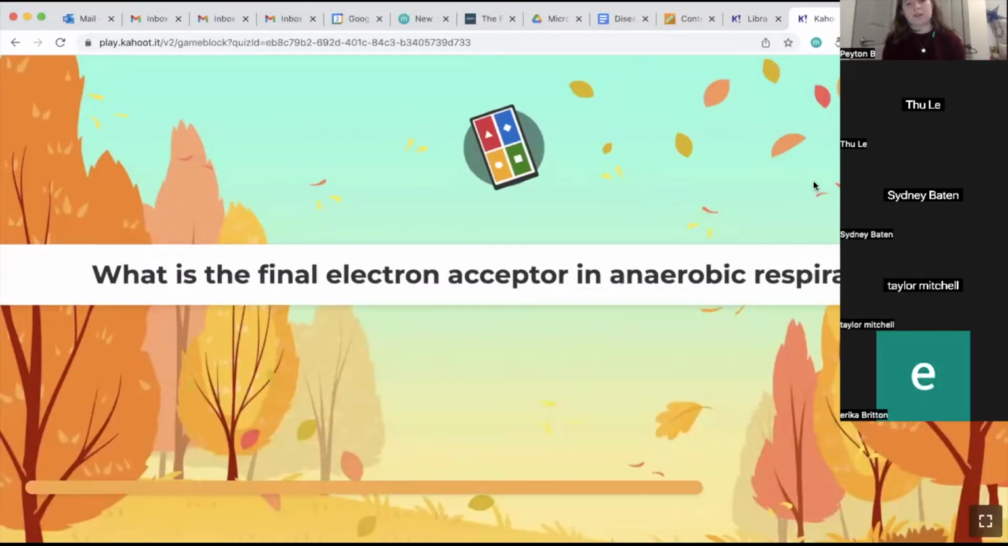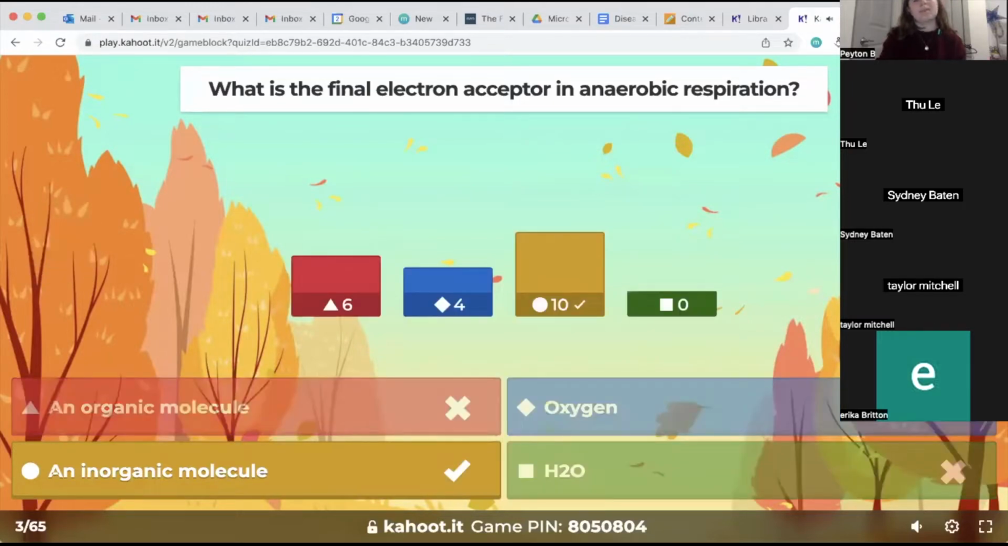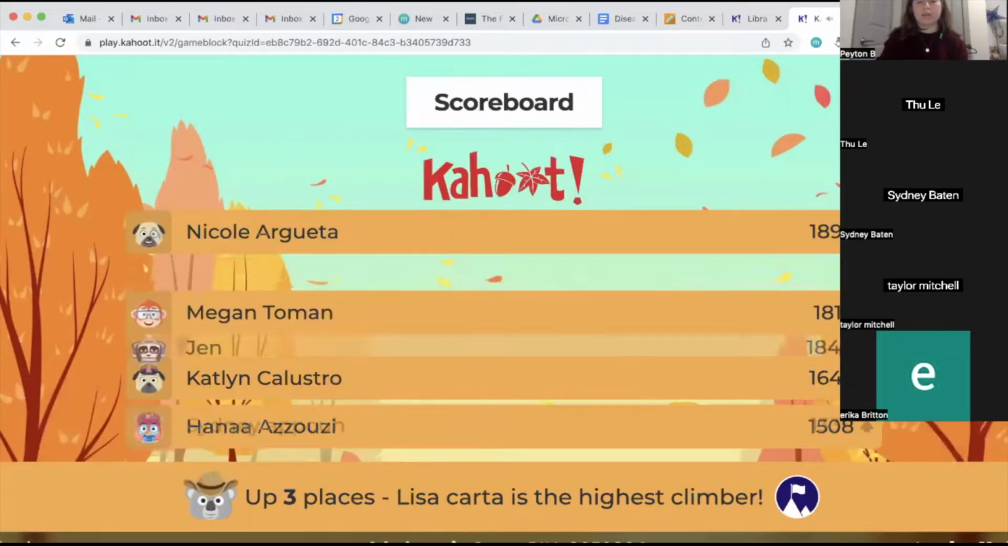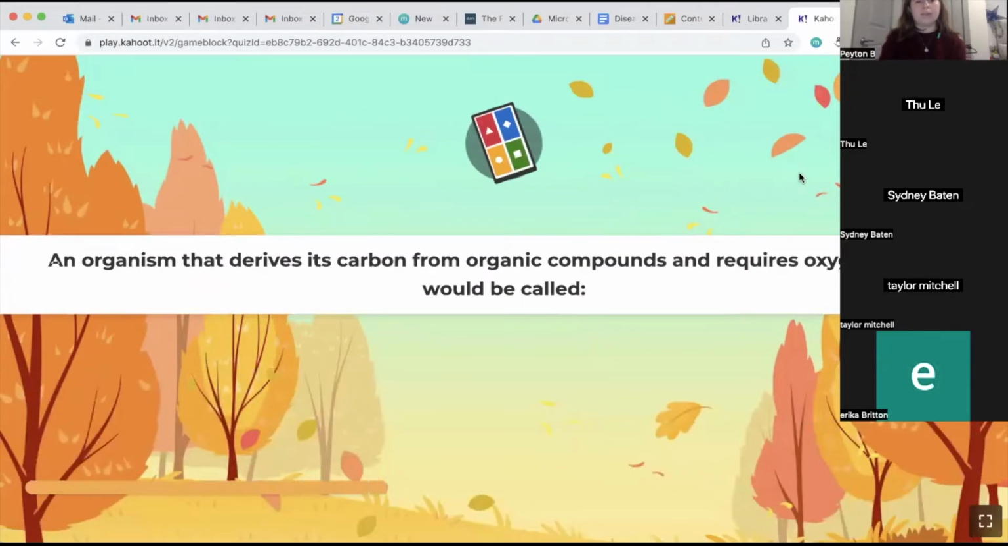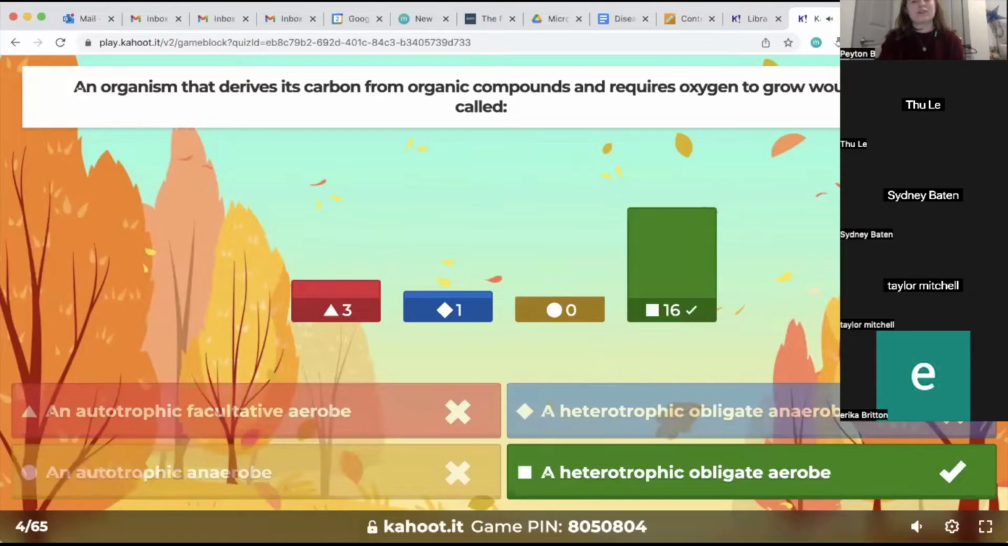All right, what is the final electron acceptor in anaerobic respiration? Yep, it's an inorganic molecule. Anaerobic respiration, inorganic molecule. In fermentation, it's an organic molecule, but in anaerobic respiration, it is an inorganic. An organism that derives its carbon from organic compounds and requires oxygen to grow would be called what? Heterotrophic obligate aerobe. Very good job, guys.